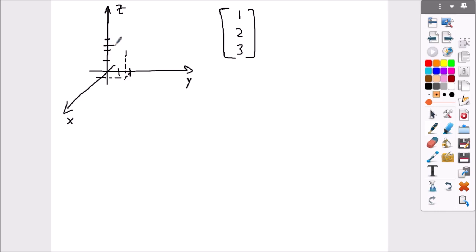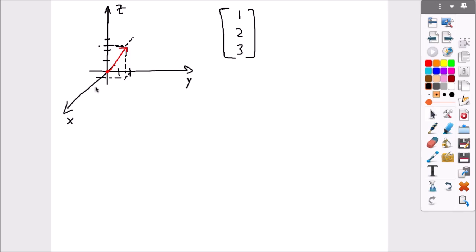And then I guess you could also make a copy here. 1, 2, 3. So it starts right here and it ends right here. There you go. So that's 1, 2, and 3. It's basically just the point 1, 2, 3 in the 3D space, but it's a vector instead. It starts at 0, 0, 0 and then it ends at 1, 2, 3.